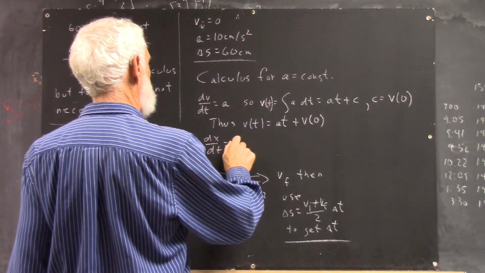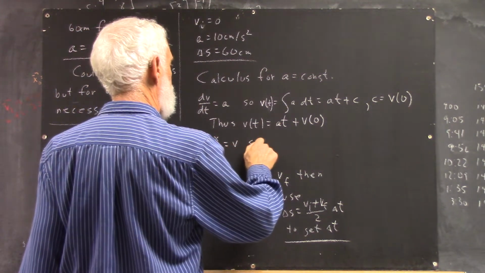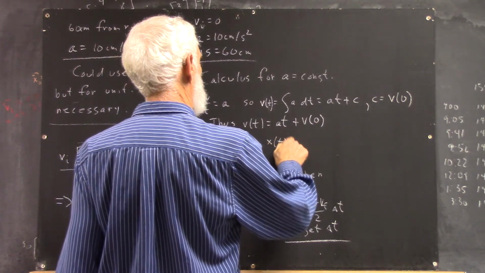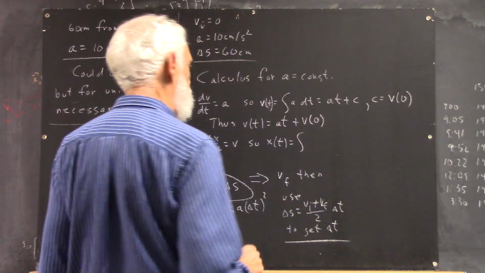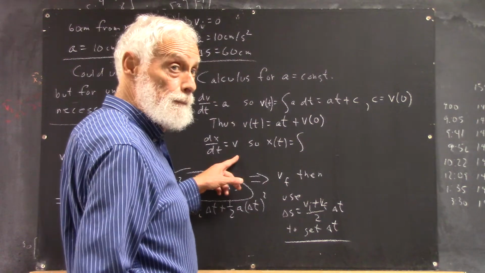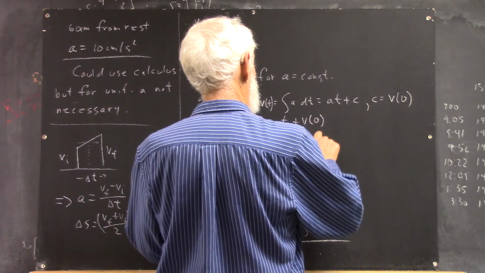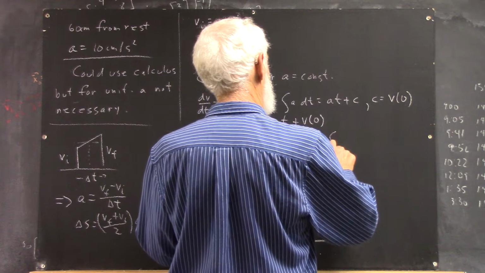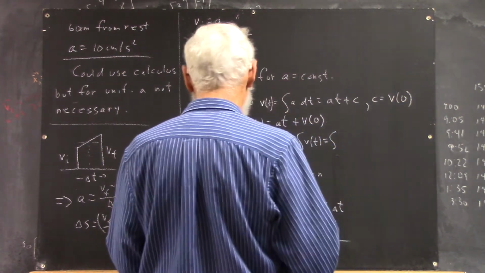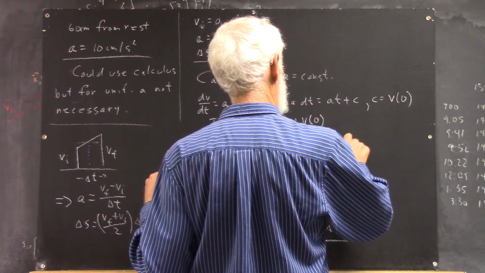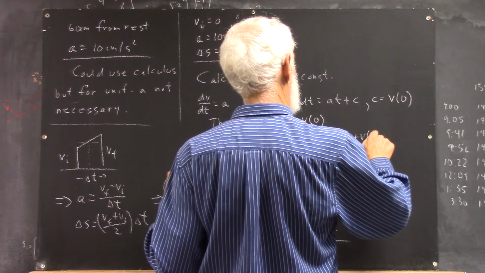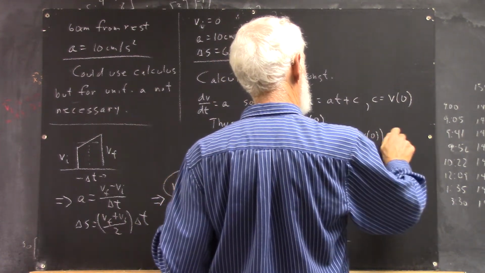Then, dx dt equals V. So x of t is your antiderivative of V of t, right? General antiderivative then of AT plus V of 0 with respect to t.